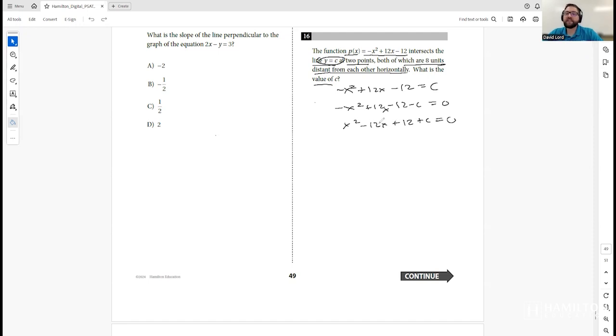Now, it intersects in 2 places, so we know we have 2 roots, but also they mentioned the distance between each other. So if we go back to the quadratic formula, negative b over 2a plus or minus the square root of b squared minus 4ac all over 2a, the distance between root 1 and root 2 is equal to 2 times the right-hand side of the quadratic formula. So what we can do is implement that.